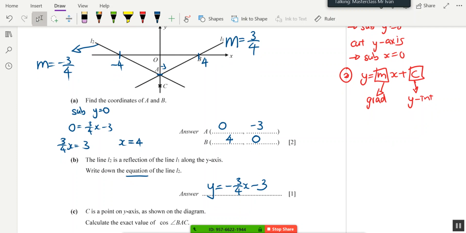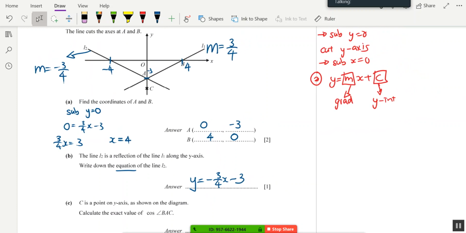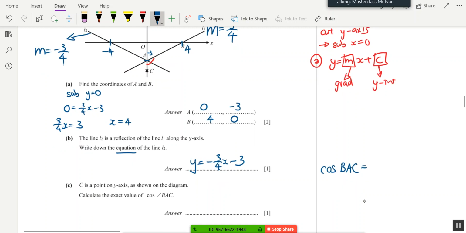Okay, this last one is very hard. Find the exact value of cosine BAC. Where is BAC? So look at the red one. BAC is a what angle? Obtuse angle, right? Can you find the cosine of an obtuse angle? No. So Megan, who is his brother? 180. No. Negative cosine. Yes.